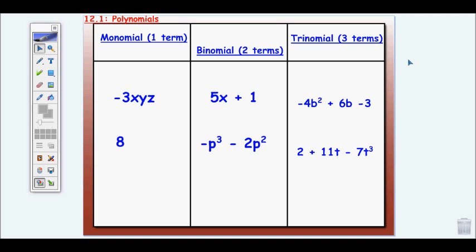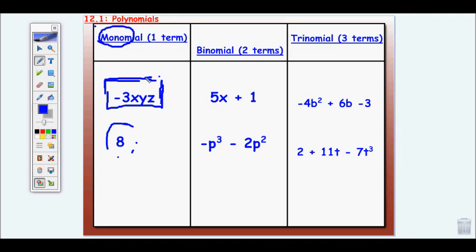Mono meaning one, because there is only one term. So this one's easy to see, 8, one term. However, this one here seems like there's more terms, but actually because they are multiplied together, that is only one term. Negative 3xyz is one term.